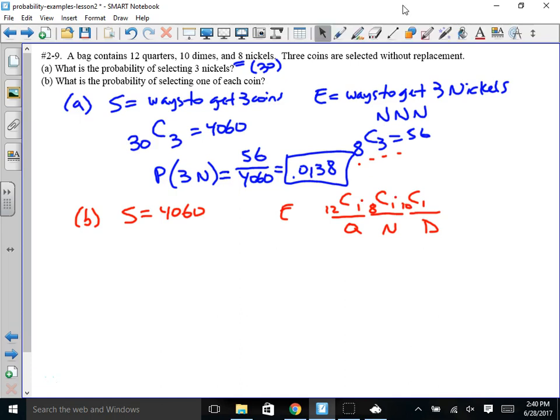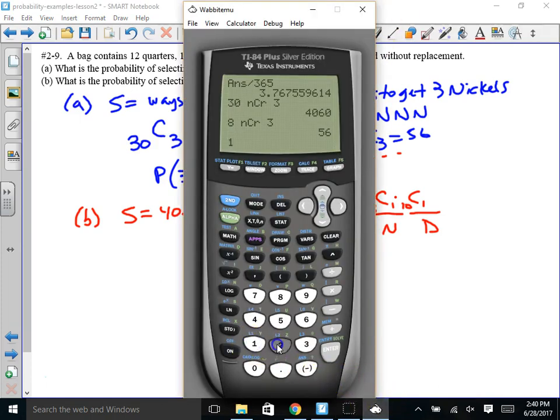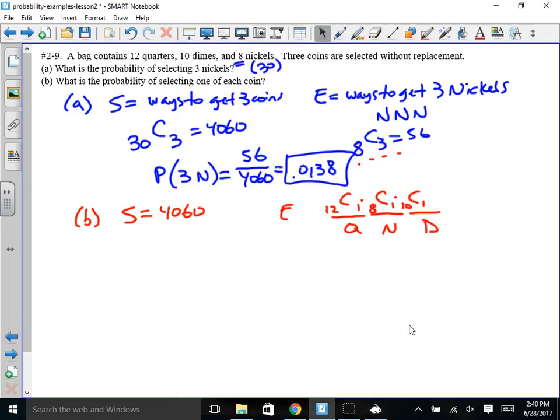So it turns out that if you do 12 combination 1, that's just 12, which kind of makes sense. If you want to know how many ways to select a quarter, and there are 12 quarters, well, it makes sense that there are actually 12 different quarters to select. And there are 8 different nickels, and 10 different dimes. So if I multiply 12 times 10 times 8, that turns out to be 960.